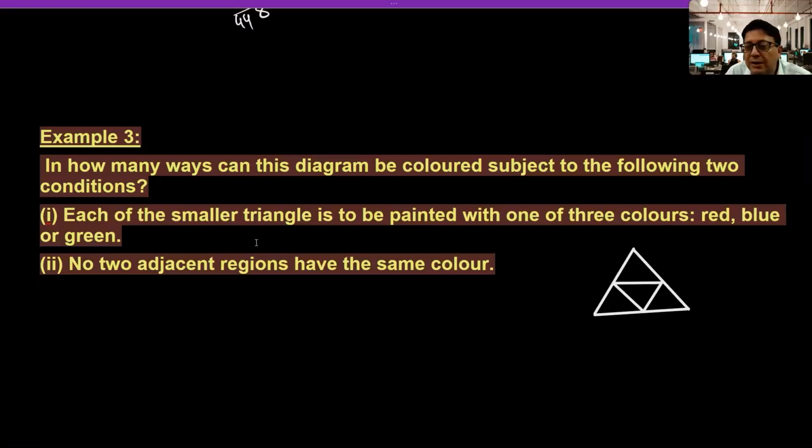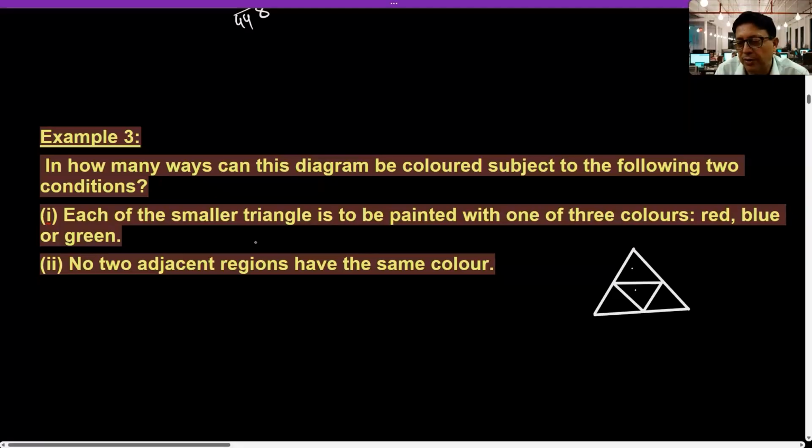How many ways can the coloring be done? You can use only three colors: red, blue or green. And adjacent colors cannot be the same. Adjacent means, say, consider this one and this one. They cannot have the same color. This one cannot have the same color. This one cannot have the same color.